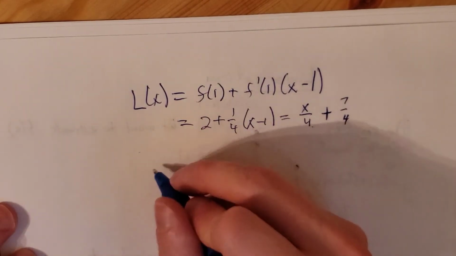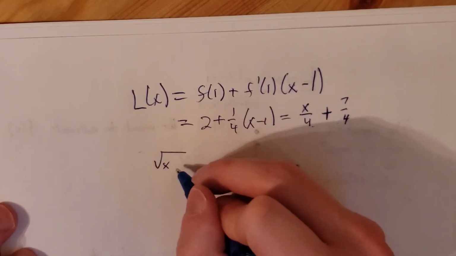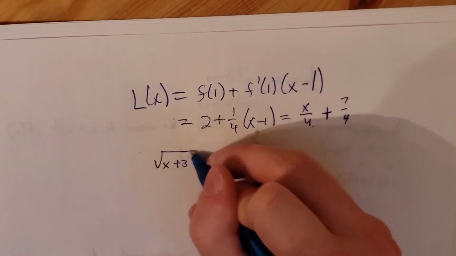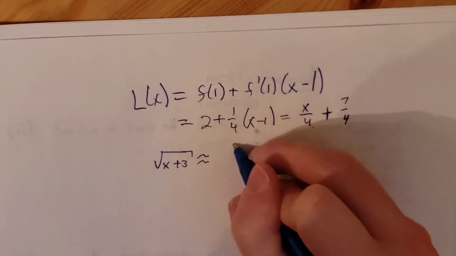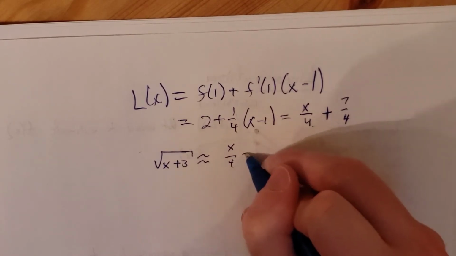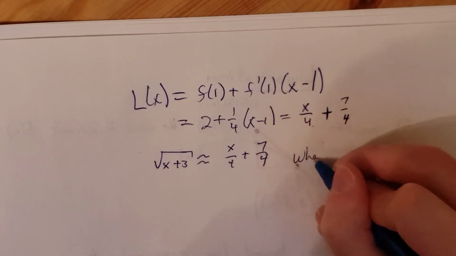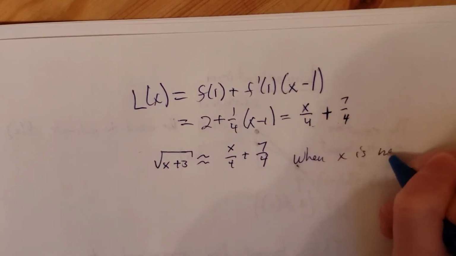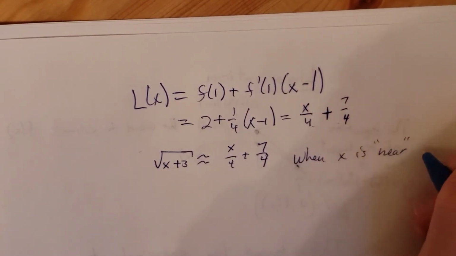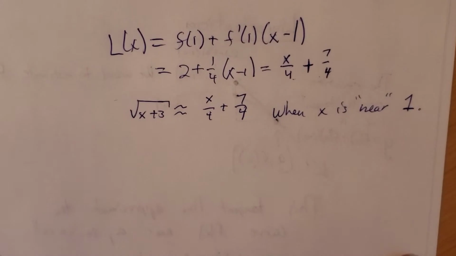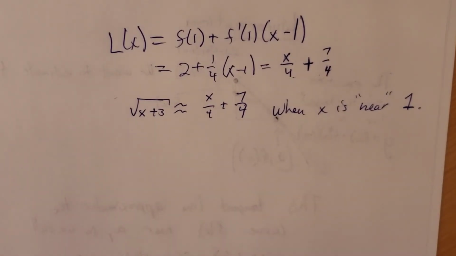Well, what we have said is that when x is near 1, the square root of x plus 3 is approximately this value, x over 4 plus 7/4. Or whatever near 1 means. Okay. So what does that mean? That means it can approximate these values.